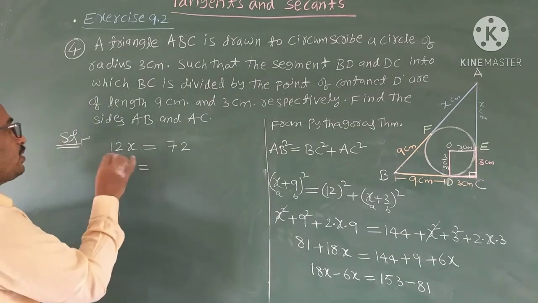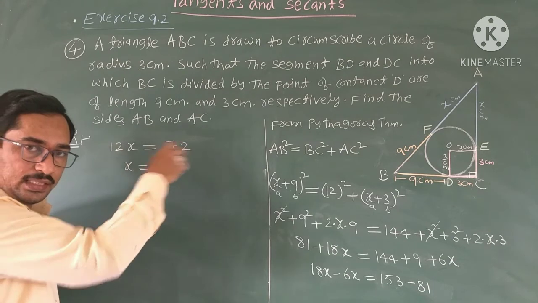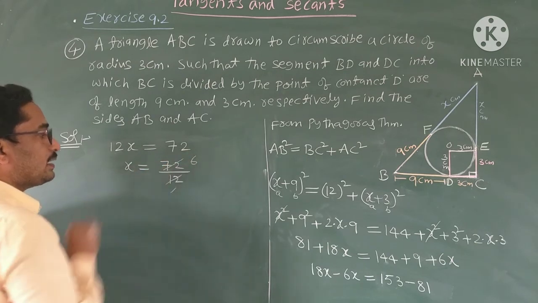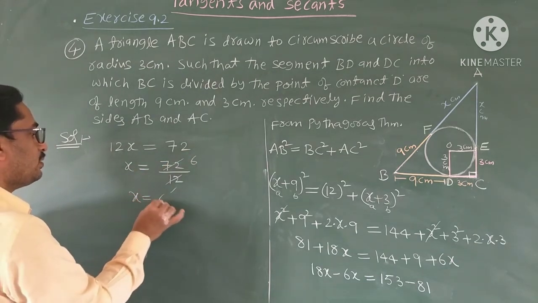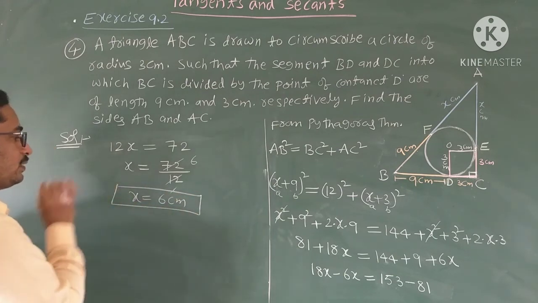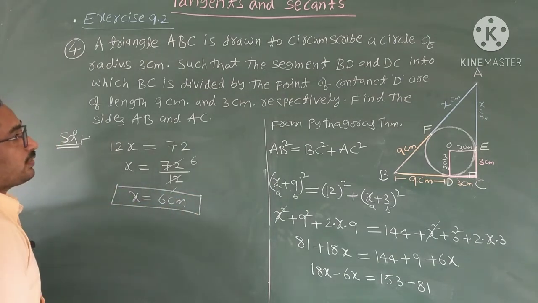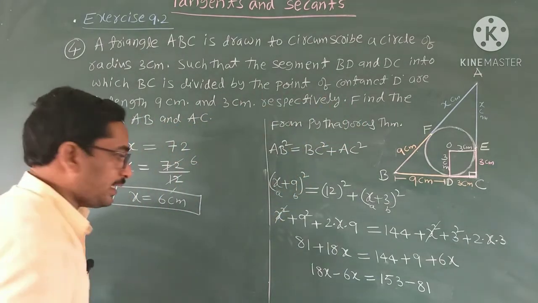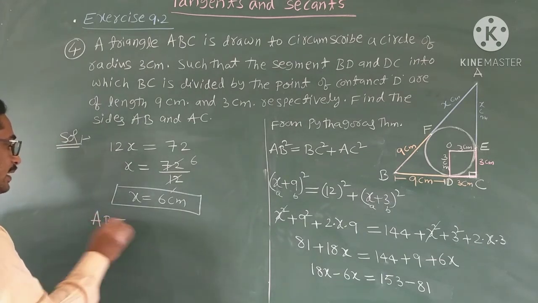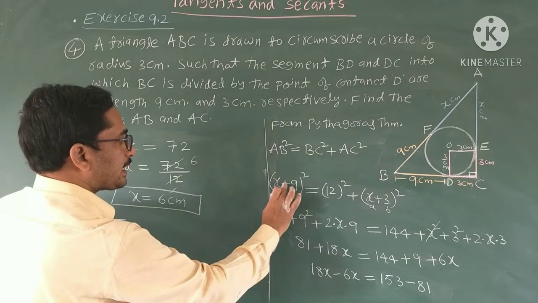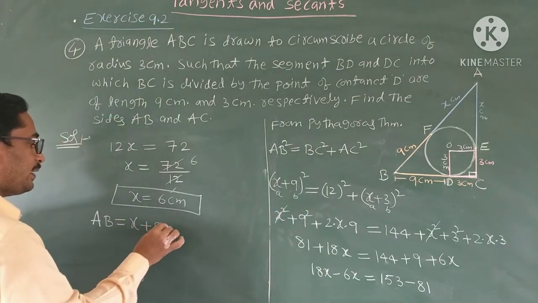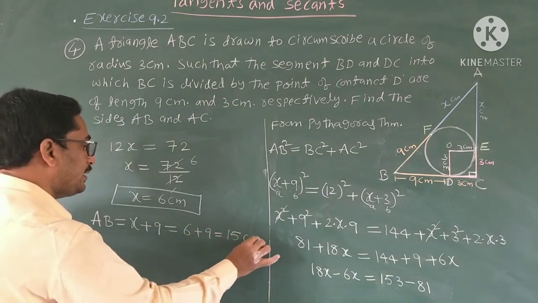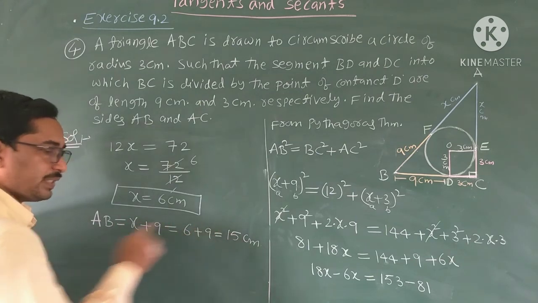Now x equal to, transpose 12 to the right side, it is in multiplication, so right side division, 72 by 12. So 12 ones are 12, 6 are 72. So x equal to 6 centimeters. So what we have to find out? Find the sides AB and AC. So AB equal to x plus 9. X value 6. 6 plus 9 equal to 15 centimeters. The length of AB is 15 centimeters.